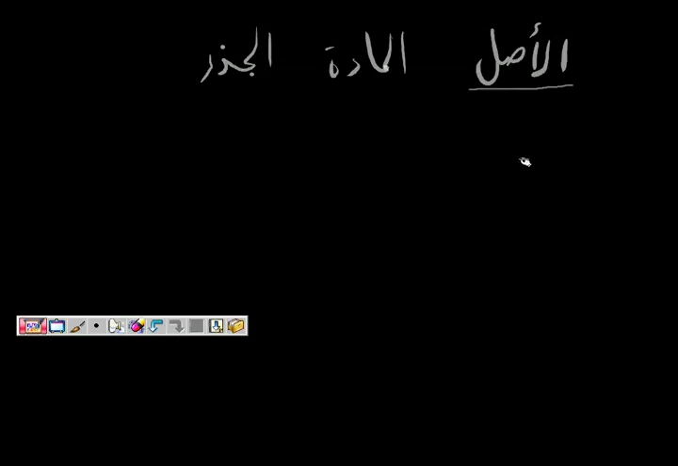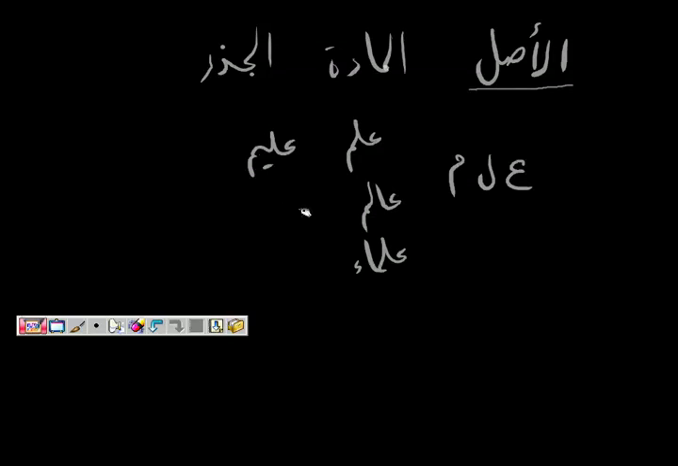So if you take, all of you have probably seen examples. This root, Ain, Lam, Mim. Right, let's just quickly take a look at all of the words that we can think of that share this root. What are some? Ilm, Alim, Ulama, Alim, Ma'lum, Alama, Muallim.